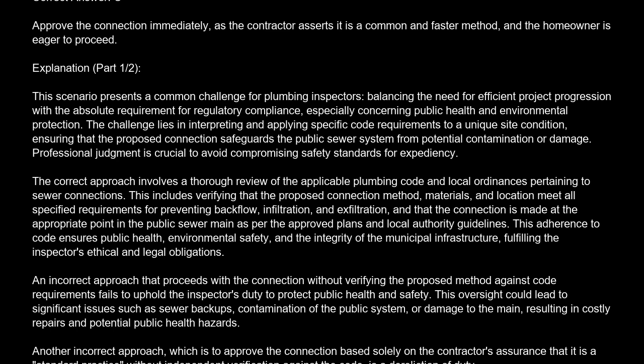Explanation. This scenario presents a common challenge for plumbing inspectors, balancing the need for efficient project progression with the absolute requirement for regulatory compliance, especially concerning public health and environmental protection. The challenge lies in interpreting and applying specific code requirements to a unique site condition, ensuring that the proposed connection safeguards the public sewer system from potential contamination or damage. Professional judgment is crucial to avoid compromising safety standards for expediency.